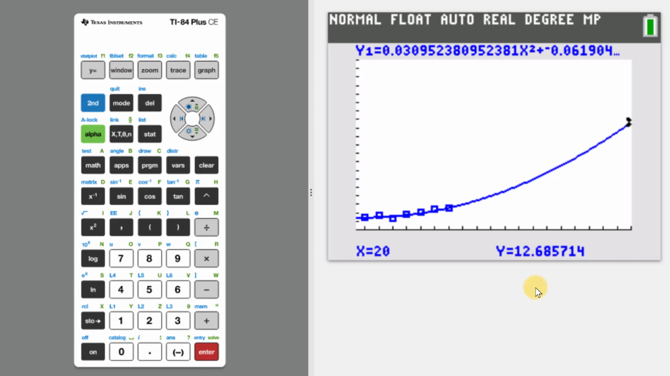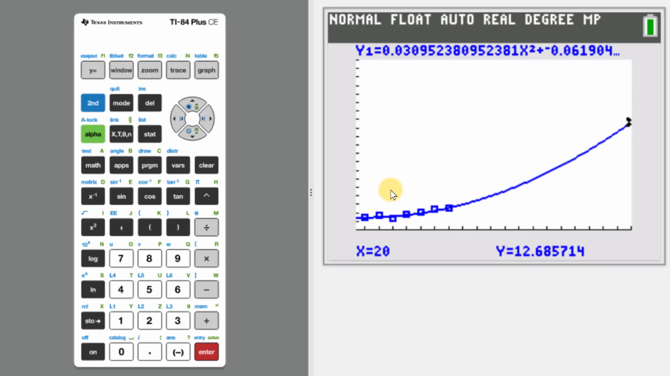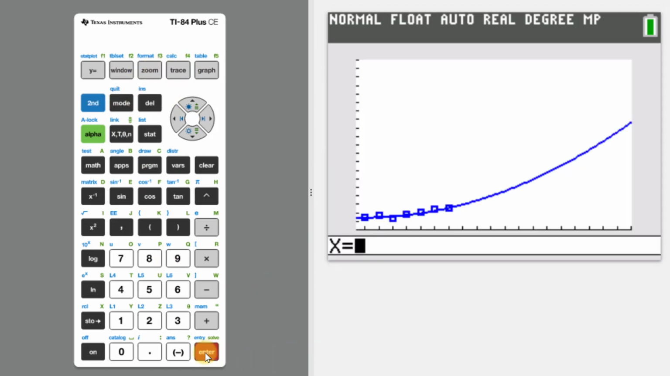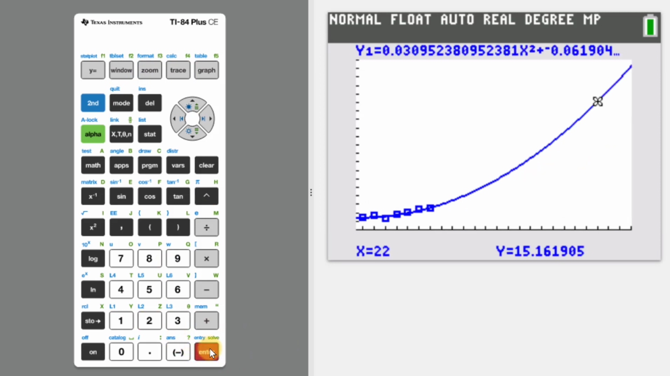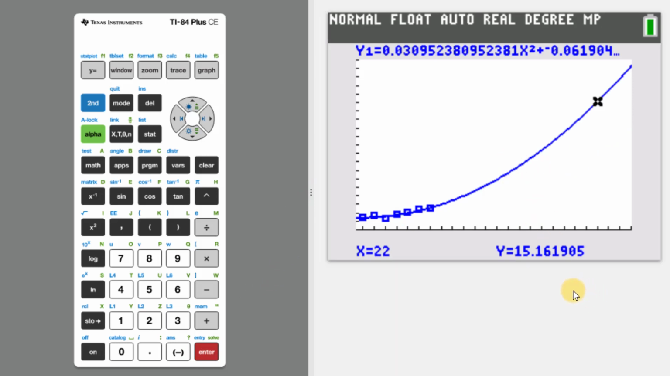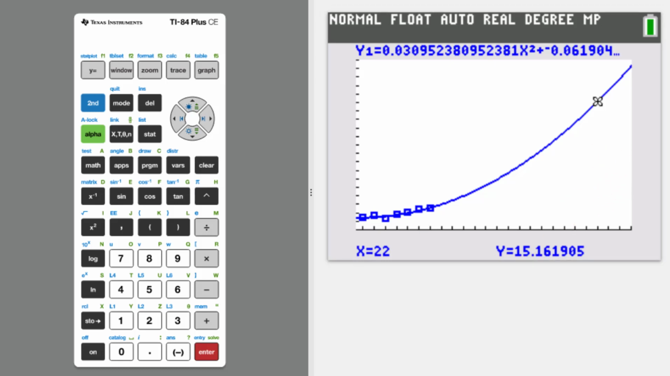Okay, so let's see, what was our other question? How many weeks will it take him to confidently run the 15K? Okay, so in order to do that, I think it's 22. So if you go ahead and hit second, calc, you can try out a bunch of different values. We just go up by 1. But if you go up to 22, okay, so we can see we had to extend our window a little bit, but we can see that at 22 weeks, Tim will be running over 15K, so that will be where he can run confidently that 15K race.